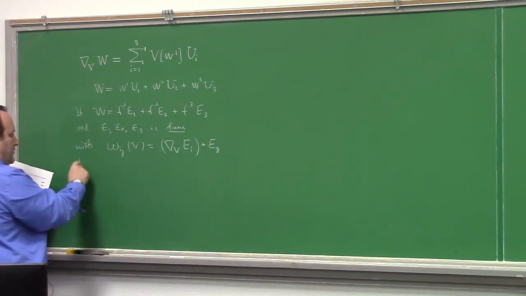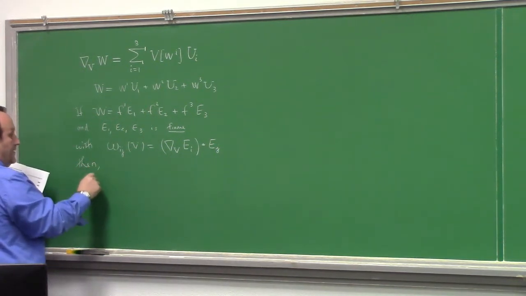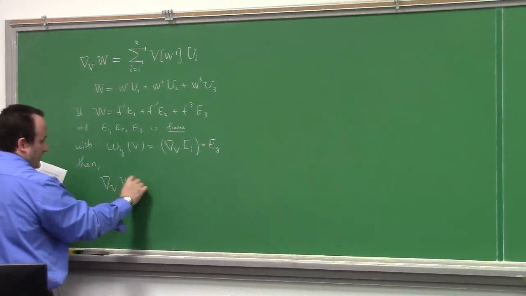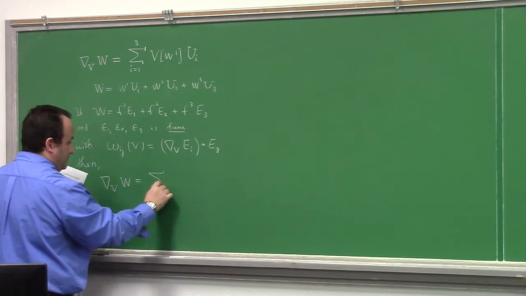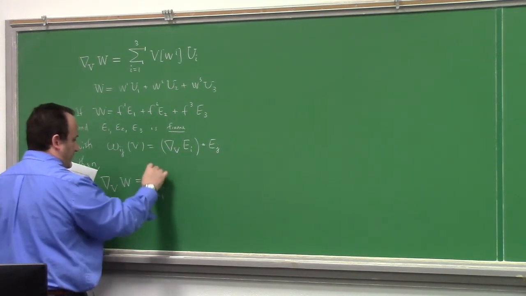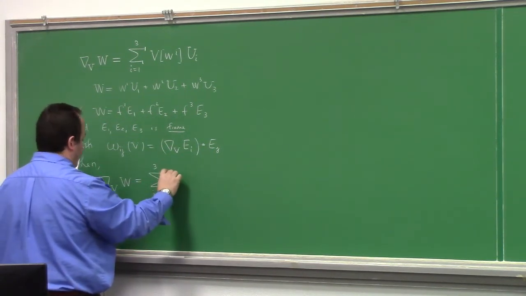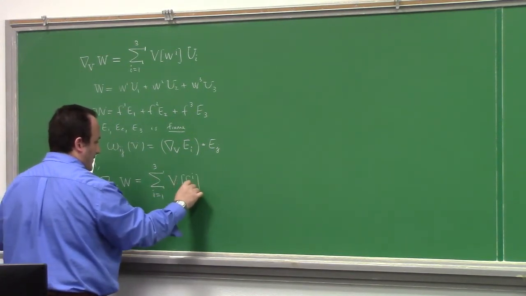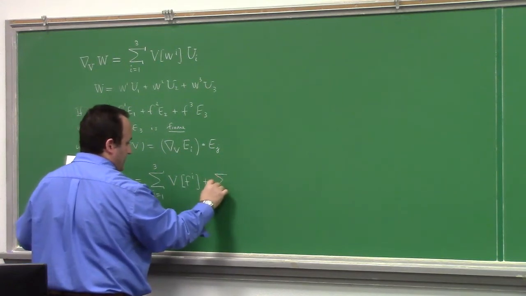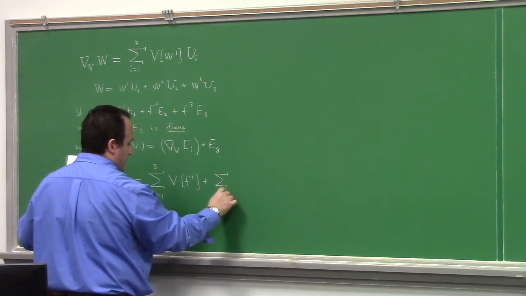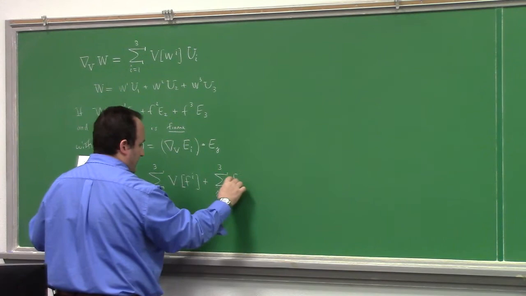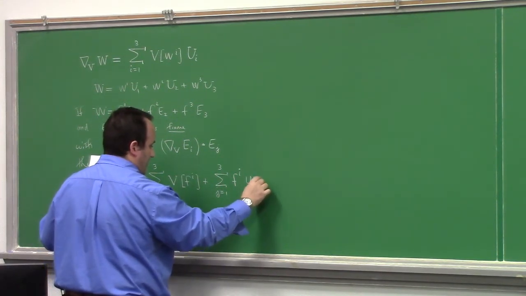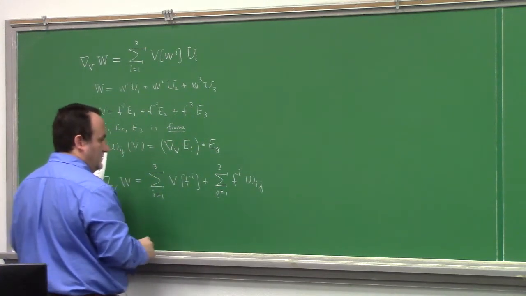Then what's the formula for the covariant derivative in that context? It looked a little different. It was the sum, i equals 1 to 3, of v acting on f_i, plus the sum, j equals 1 to 3, of f_i omega_ij.